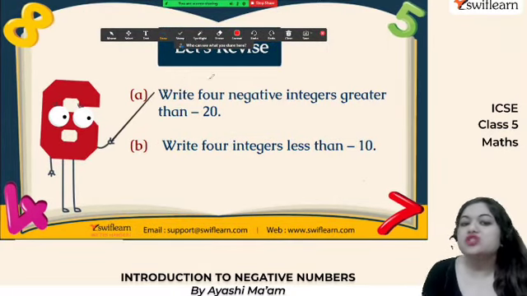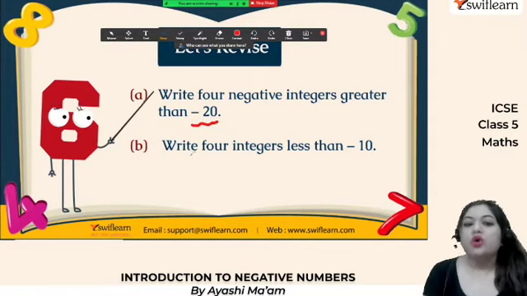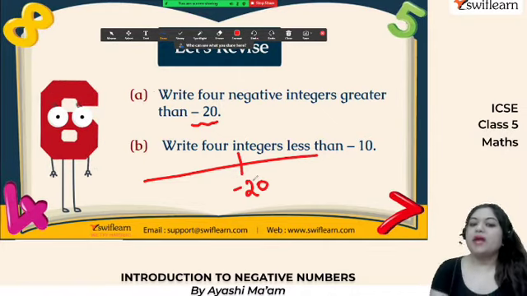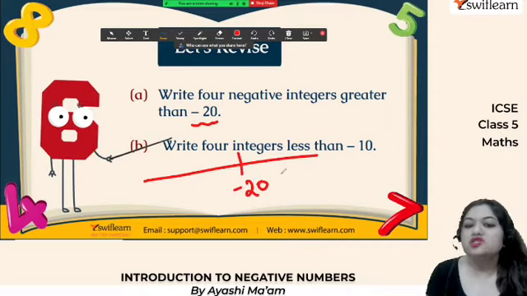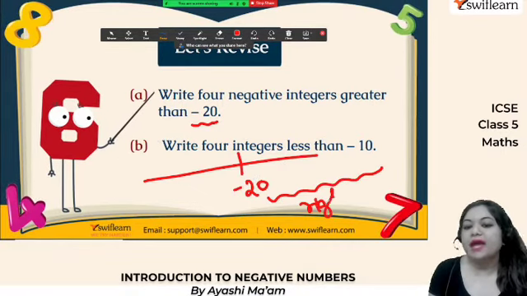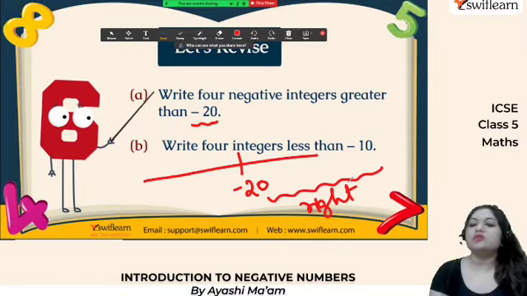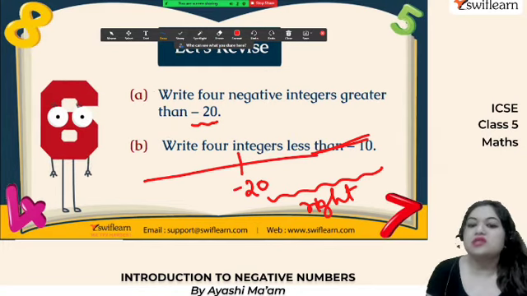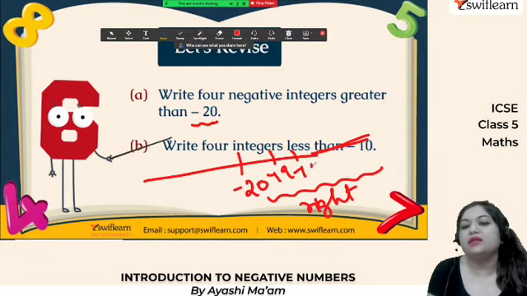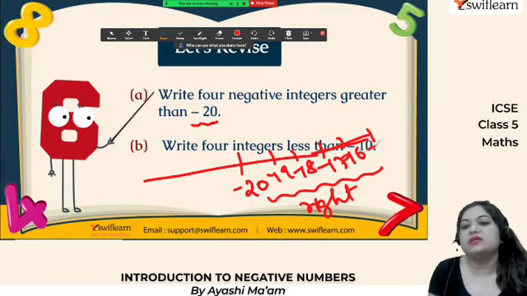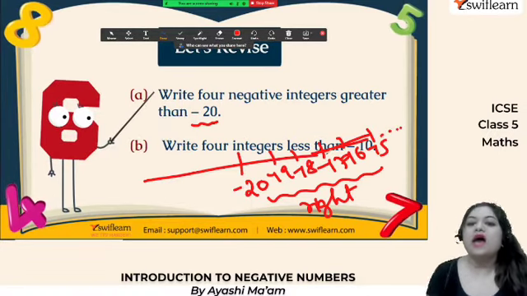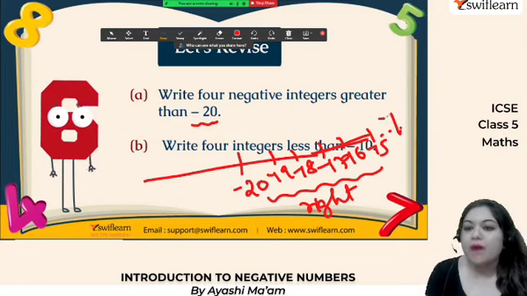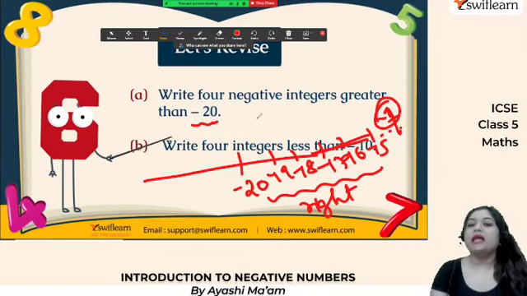Write 4 negative integers greater than minus 20. For example, let's suppose here we have minus 20. Which numbers will be greater than minus 20? The integers that are to the right. On the number line, the integers on the right-hand side are always the greater integers. That means any value towards the right of minus 20: minus 19, minus 18, minus 17, minus 16, minus 15, and so on. All these values are negative integers greater than minus 20. Even minus 1 is greater than minus 20.